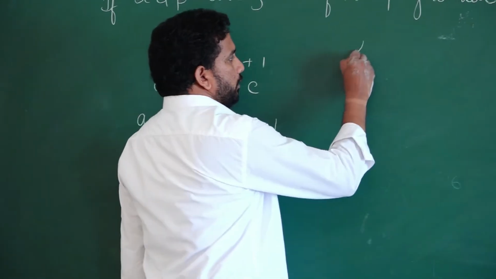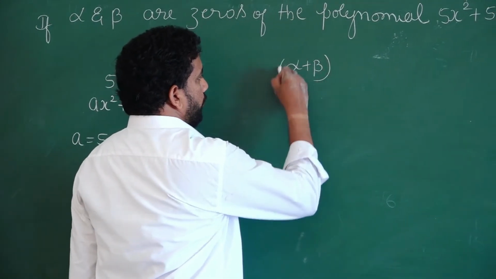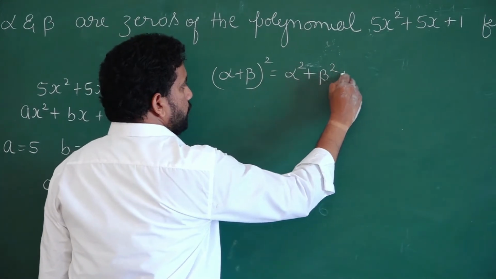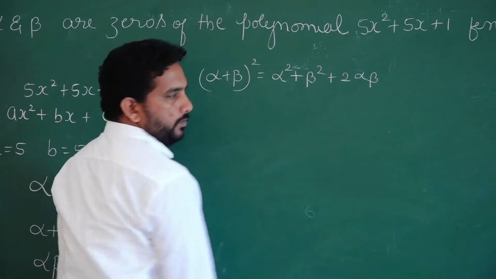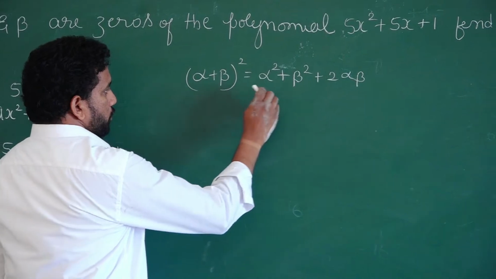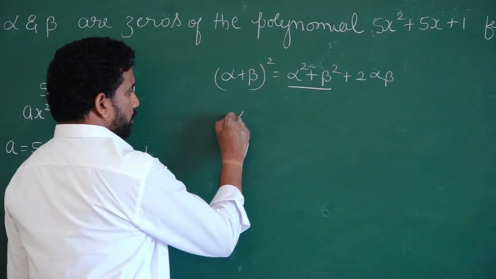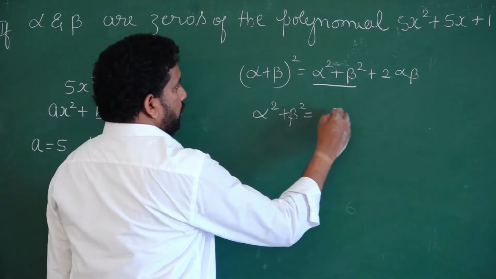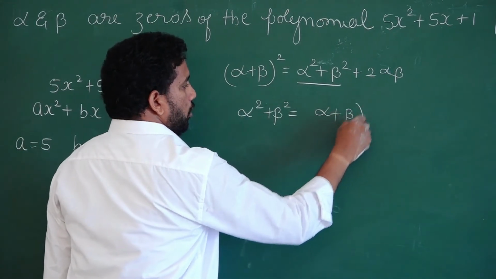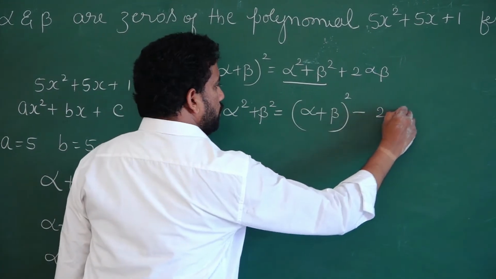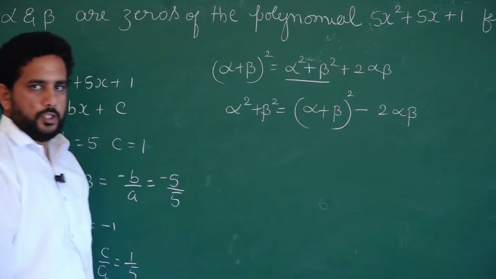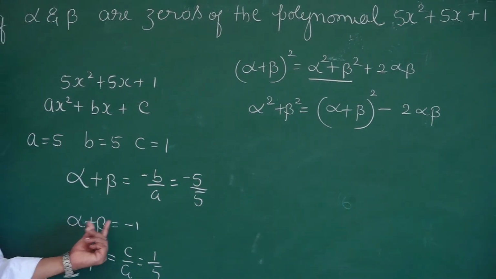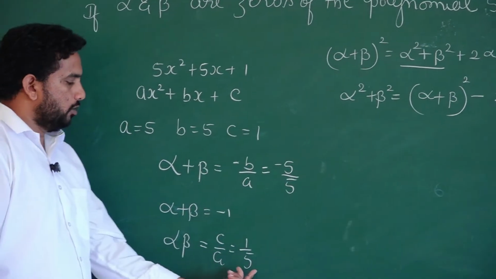So we know that alpha plus beta whole square is equal to alpha square plus beta square plus 2 alpha beta. We need alpha square plus beta square. So like that we can write alpha square plus beta square is equal to alpha plus beta whole square minus 2 alpha beta. We know the value of alpha plus beta is equal to minus 1 and alpha beta is equal to 1 by 5.